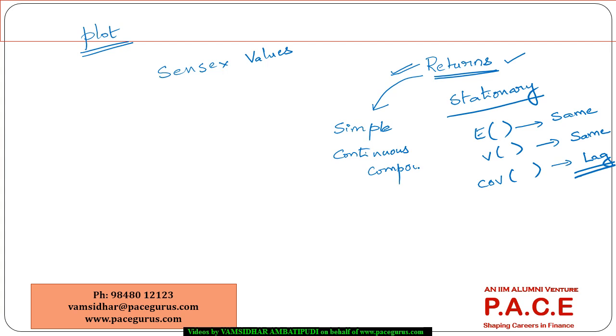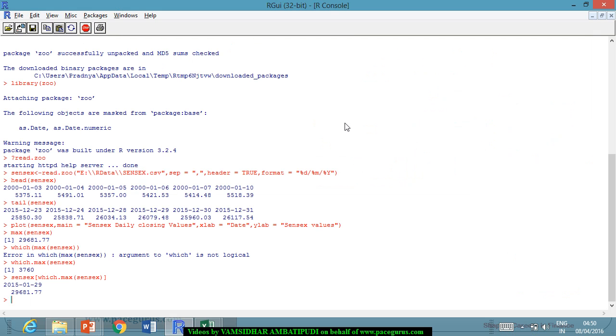Now, these two things can very well be handled in R. So let me do one thing. Let's see how we compute both of them. So I'll say return, simple return. We'll use simple return. First, we'll compute simple return.